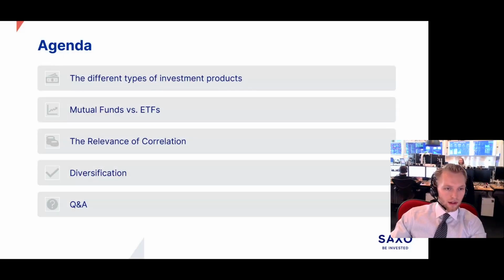Perfect. So now you can see the agenda in front of you. We'll start by going through the different investment products that we offer here at Saxo Bank, and then we will look at the main differences between the different mutual funds we have on the platform and ETFs, because I think some people might be in a bit of doubt what the actual differences are, even though they might be significant. And then we'll look at the relevance of correlation on your portfolio, and why you should think about this when structuring your portfolio. And then lastly, we will also go through the benefits of diversification and what it actually means.